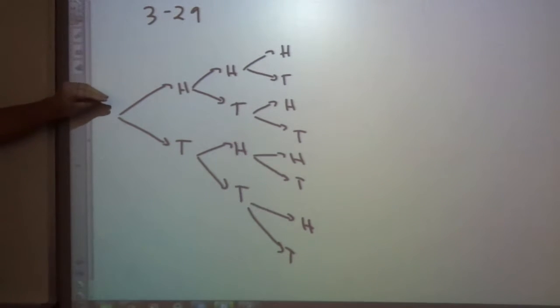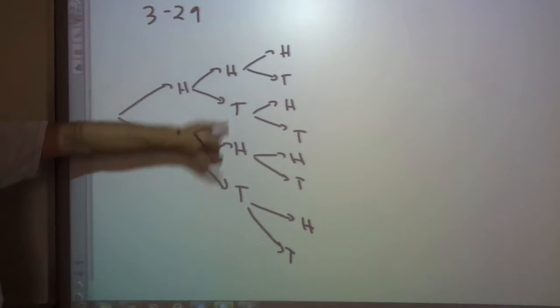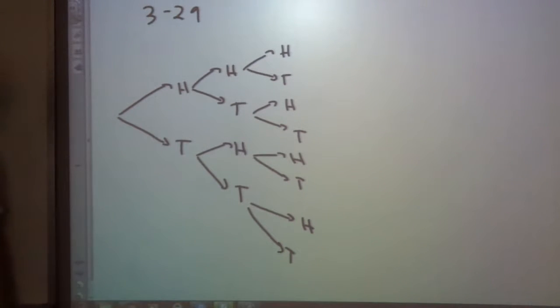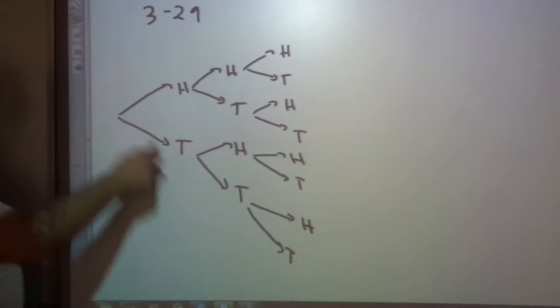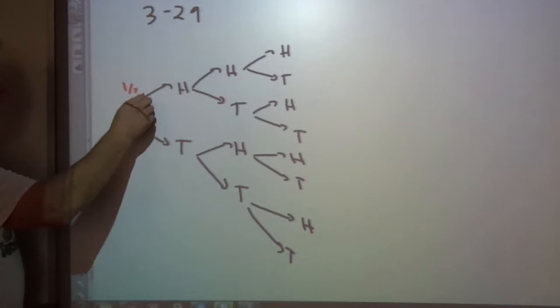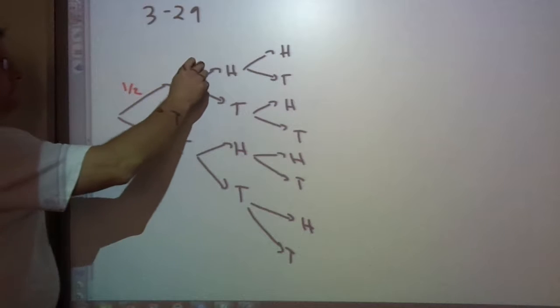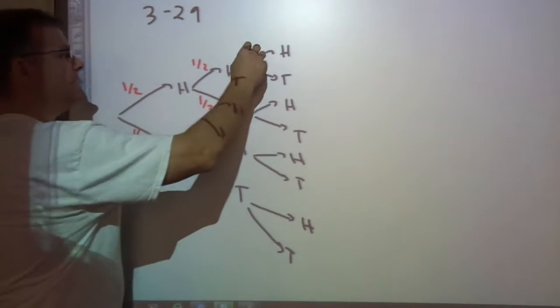So I've drawn up a scenario for 3 flips. So this is the first coin flip. It could be heads or tails. Then the second flip, heads or tails, and the third flip, heads or tails. Each of these is 1/2, right? So we could put that on the branches.